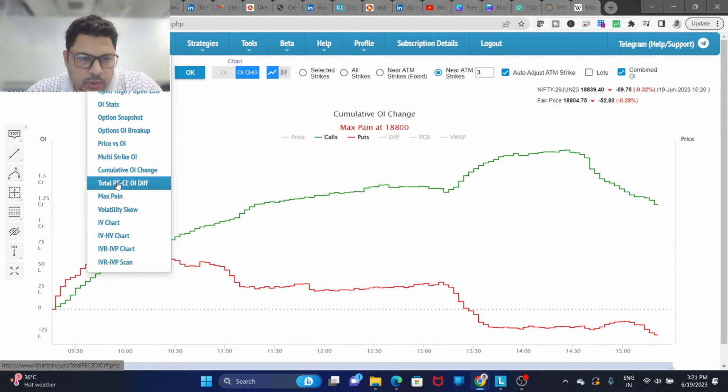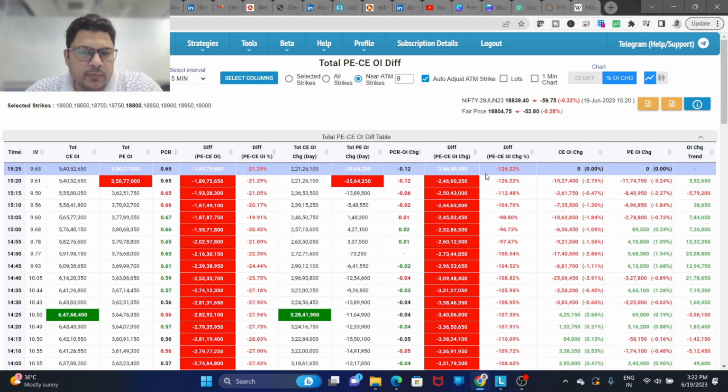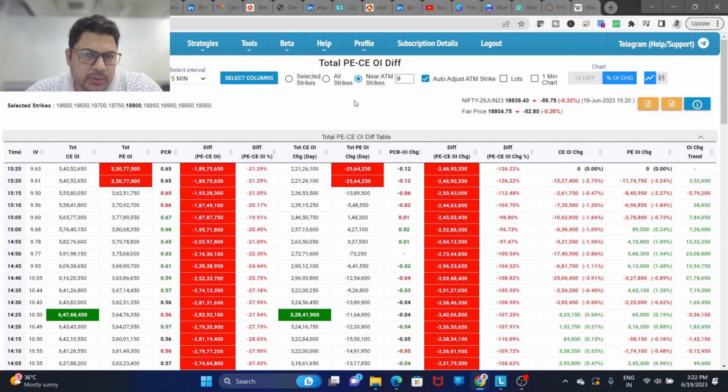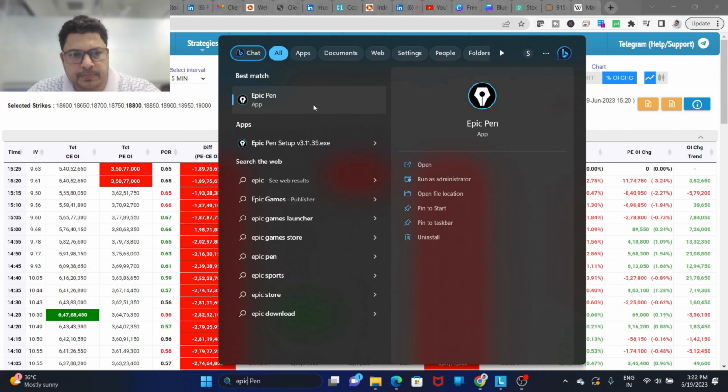Now there is a better way I can tell you to see that. Use this option called total put minus call difference OI. This particular thing will give you a 5-minute change in open interest. Okay, strike price. I usually select near ATM strikes, nine, and you can always select this option of auto adjust ATM strike. Let me open my Epic pen here.